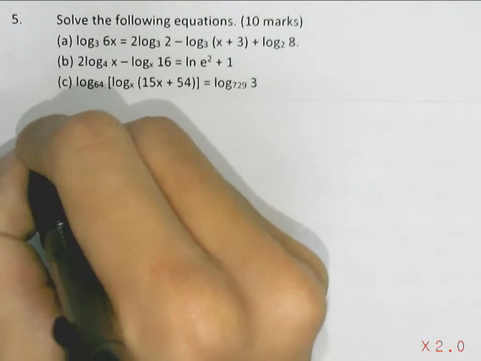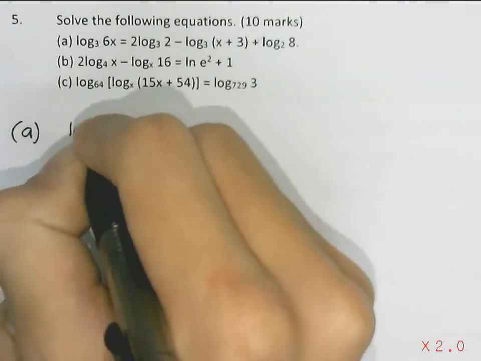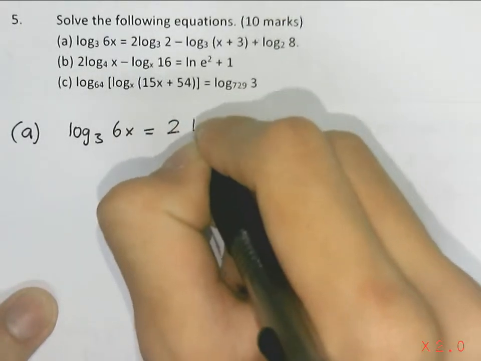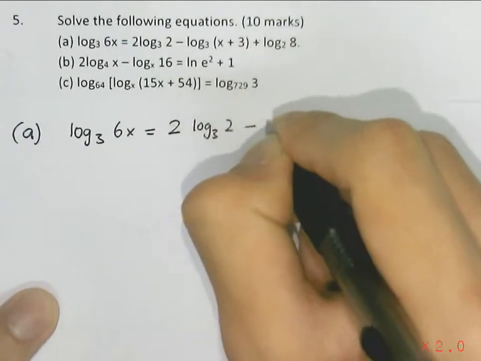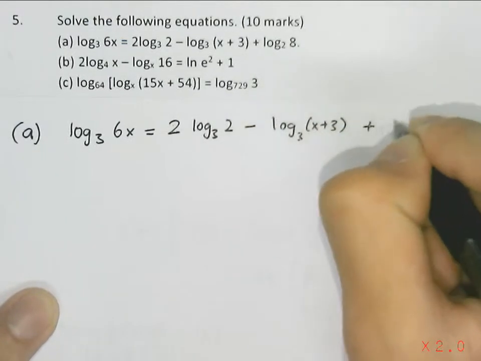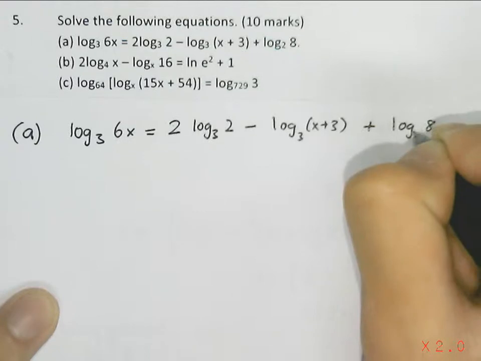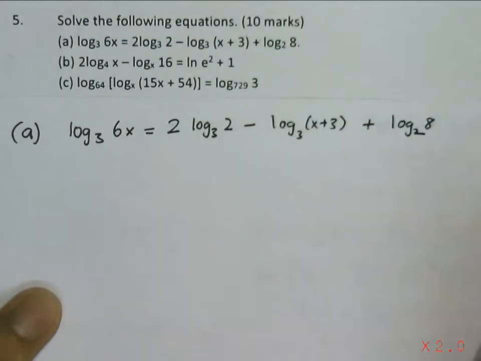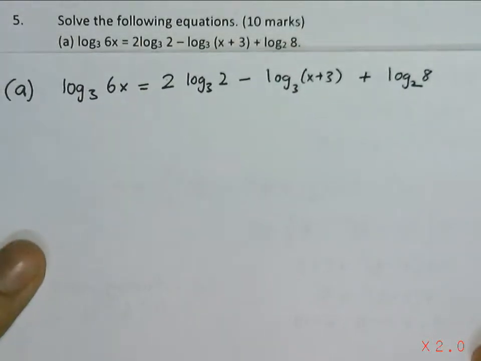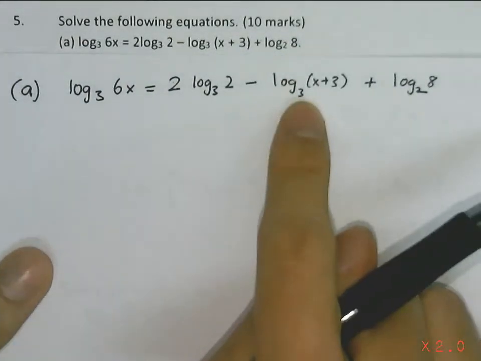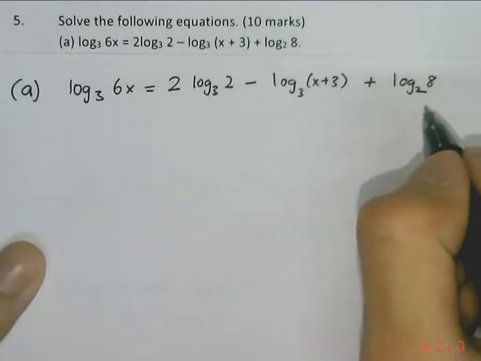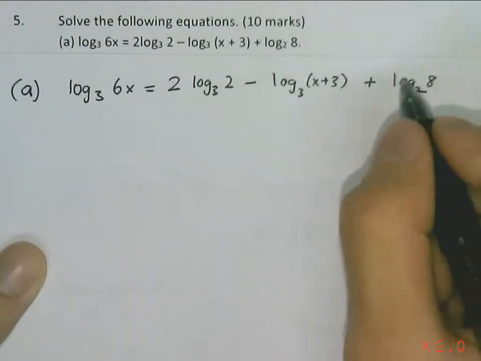Right, part A, let's write down the equation first. Log 6x base 3 equals 2 log 2 base 3 minus log x plus 3 base 3 plus log 8 base 2. Notice that there are 4 terms here. So the first 3 are all in base 3, so we can change the final term here into base 3 as well.